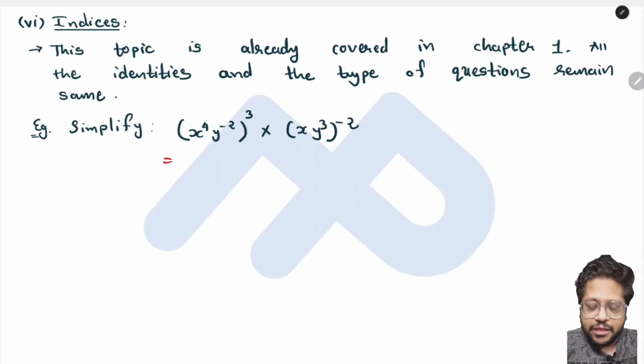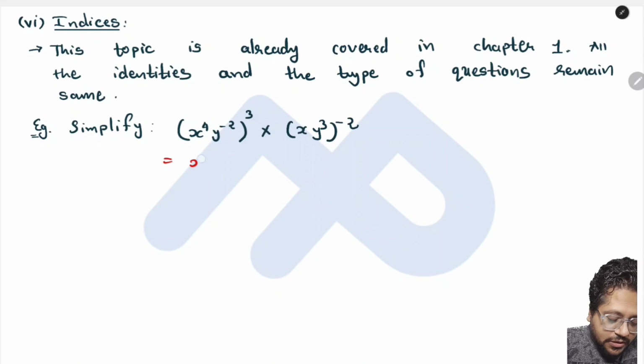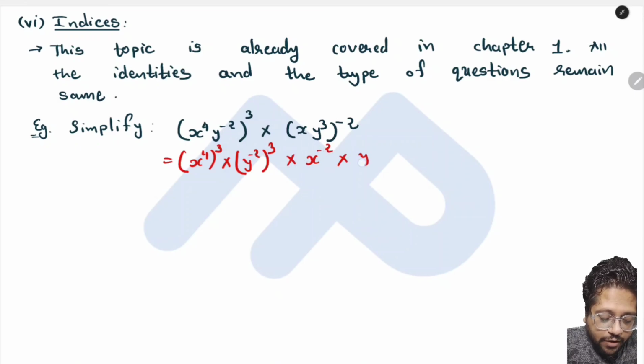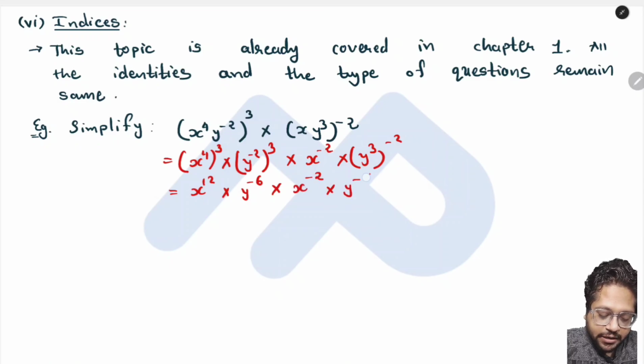Whenever in multiplication or division there is a common power, you give them separate powers. So this is x raised to 4 times 3 multiplied by y raised to minus 2's power 3 times, same thing here also, x raised to minus 2 into y cube raised to minus 2. Now the power is multiplied, so that is x raised to 4 times 3 is 12, into y raised to minus 2 times 3 is minus 6, multiplied by x raised to minus 2 and y raised to minus 6.